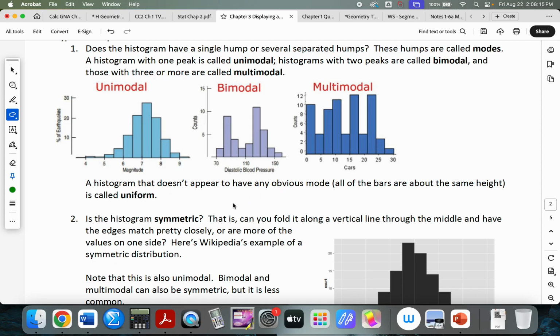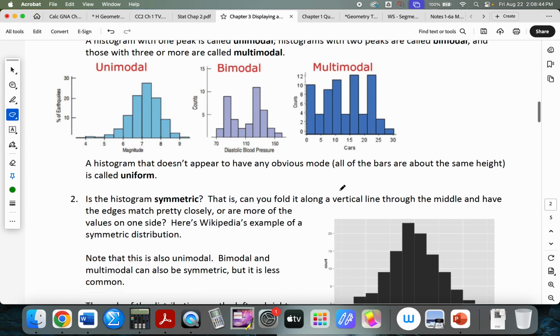So a histogram that doesn't appear to have any obvious mode, where all the bars are about, and again, this is part of why statistics is way more relaxed than any other math class. Are they about the same? Yeah, they're about the same. Okay, that's called uniform. Uniform doesn't mean perfectly aligned across the top. There's some variation, but we say that is uniform.